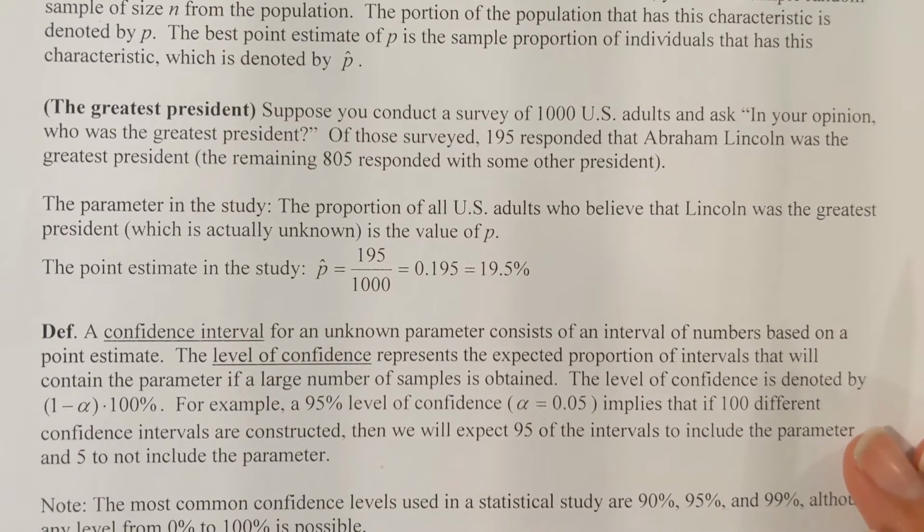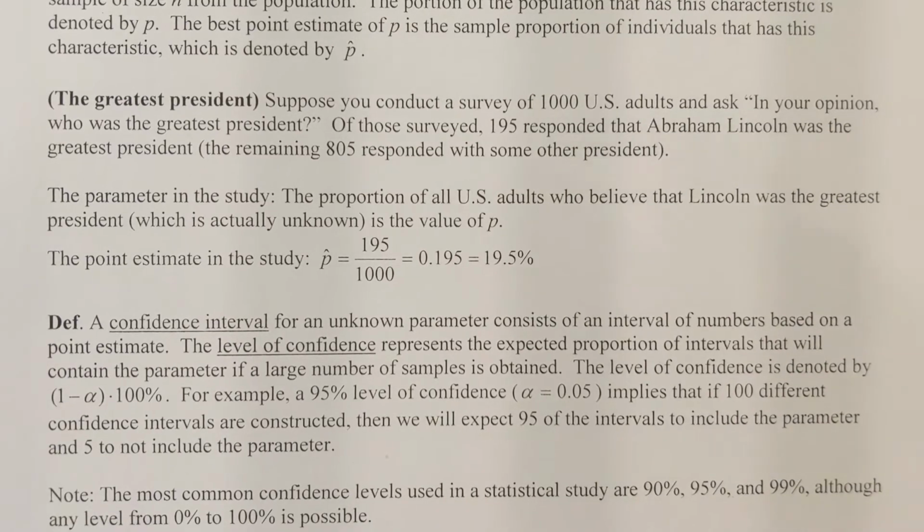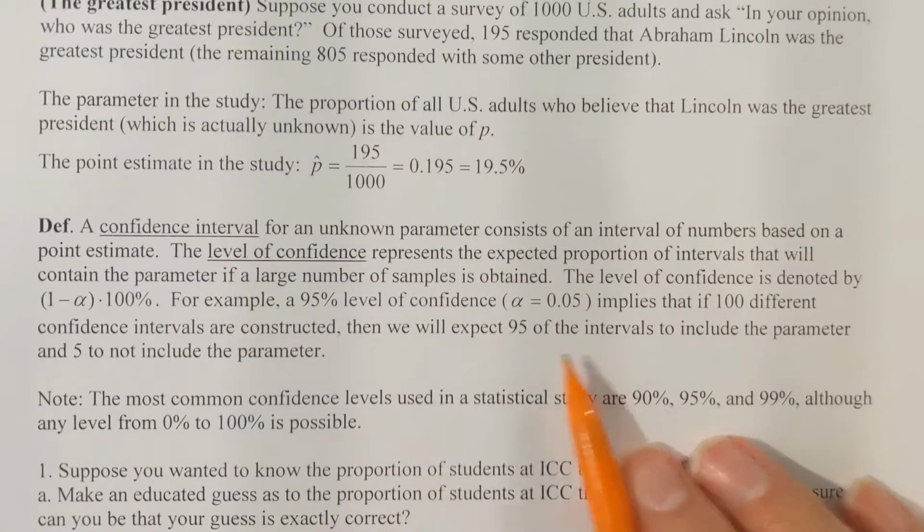Okay, now one thing that I would want you to notice here: suppose that you were to actually survey the entire population and ask everybody this question, who is the greatest president? Do you think it would be that 19.5% would say Abraham Lincoln? Do you think that would be an exact percentage? I would say probably not. Okay, so the idea with this section is we're going to give an interval of numbers where we think the true percentage is going to lie.